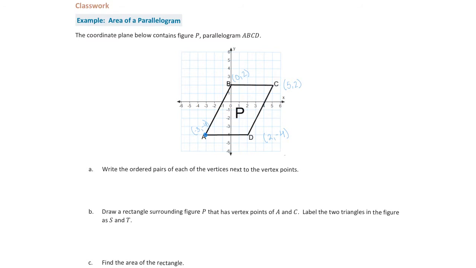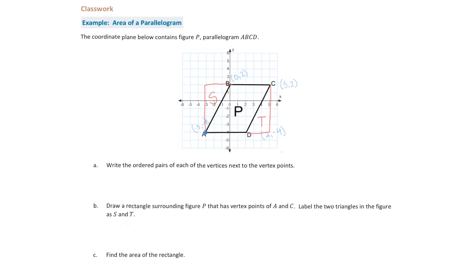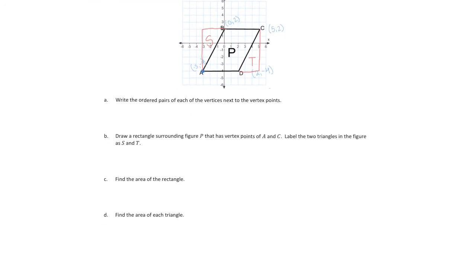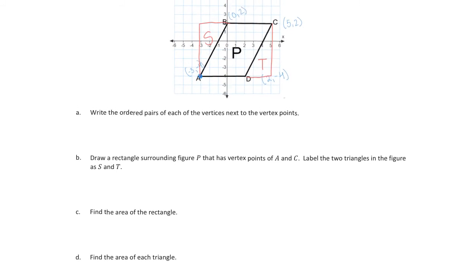So what that means is I'm going to take a different color, and it wants us to make a triangle from A and from C. And again, it wants us to label the two triangles S and T. All right, now we've completed B, so we can move on to C. C says find the area of the rectangle.